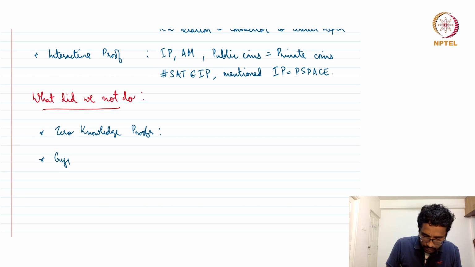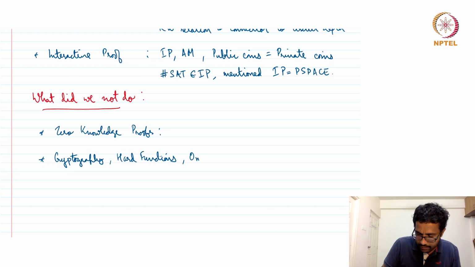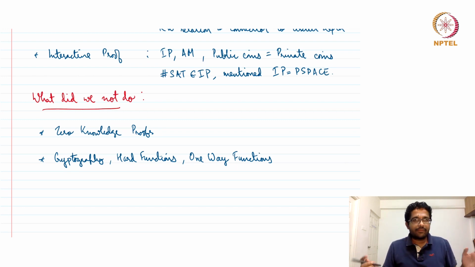Another area that we did not devote any time to is cryptography, right? Hard functions, let's say, or maybe one-way functions. So basically, cryptography is to securely encrypt messages, right? So how do you encrypt messages so that no intruder can see what is happening, or even if they get hold of the message, it should not make any sense for them? It should be difficult for them to decode.